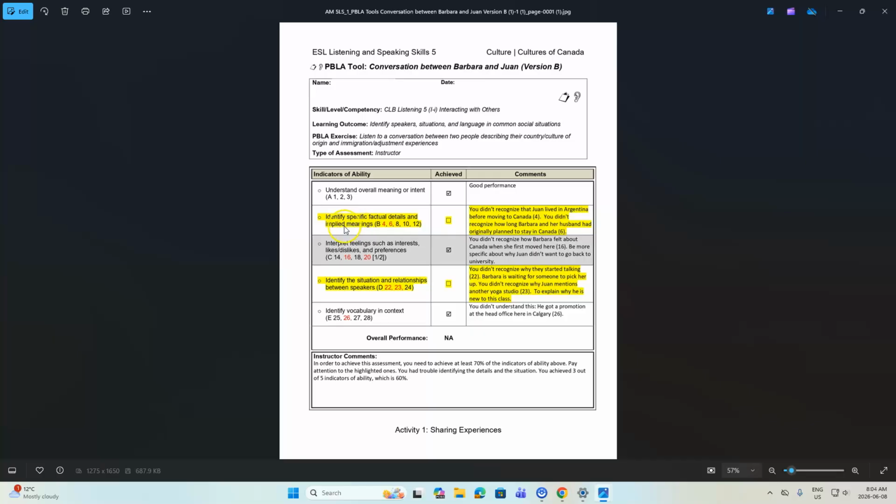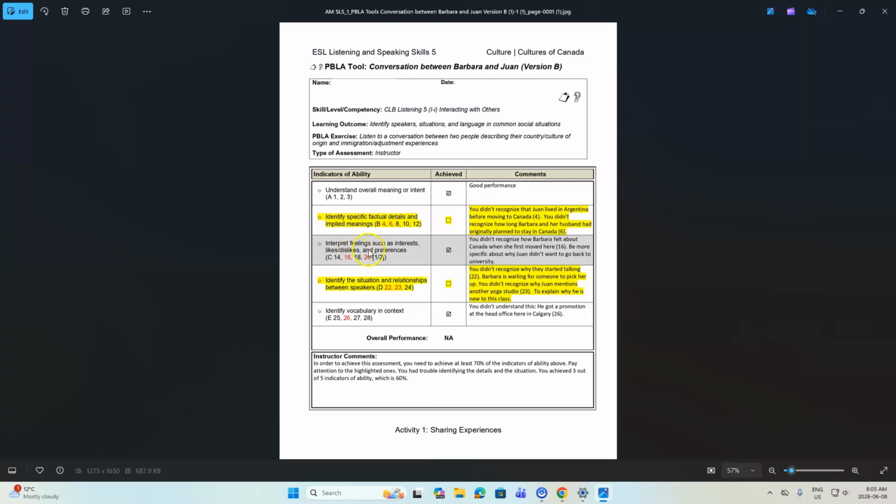The second indicator of ability is identifying details. There are 1, 2, 3, 4, 5. There are 5 questions here. So if it's red, that means you did not achieve this indicator. So if there are 5 indicators of ability and you achieve 3 out of 5, that would not be over 70%. So each indicator has a different number of questions. You need to achieve 70% of those questions to achieve this indicator. So in this case, you can take a look at the 2 questions that you answered incorrectly.